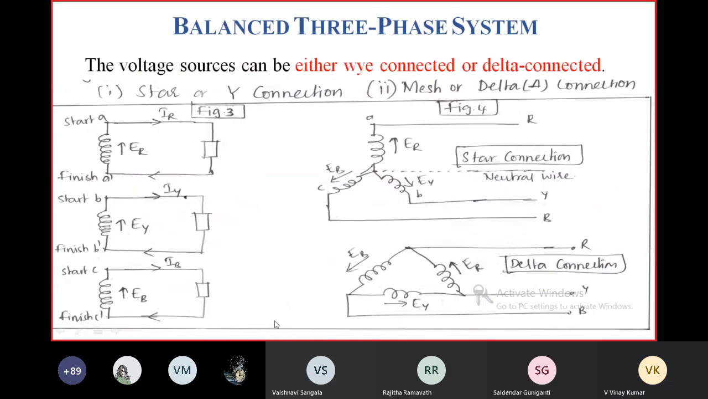We have two types of connections. Normally, in a three-phase system, we have three phases or three armature windings. We can also make such an arrangement where the three phases are connected separately to separate loads like this.